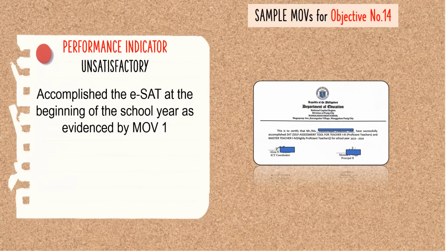At kapag ang inilagay lang ni teacher na MOV sa kanyang portfolio ay ang kanyang certification from the ICT, katunayan na siya ay nag-take ng ESAT, ang kanyang magiging rating ay unsatisfactory. Dahil unsatisfactory, nakalagay dito sa indicator, accomplish the ESAT at the beginning of the school year as evidenced by MOV number 1. So yun nga po yung certification from the ICT.